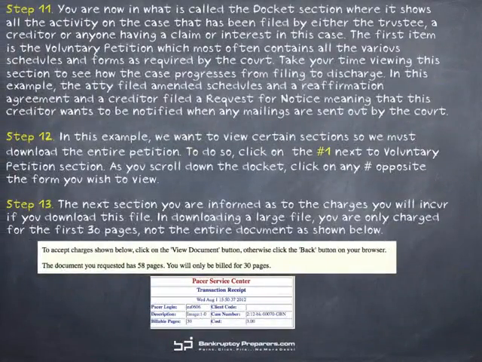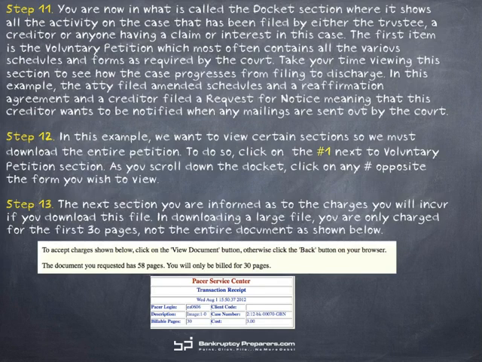Now you're in what's called the docket section, where it shows all the activity on a particular case that's either been filed by the trustee, court orders, anyone having a claim or interest in the case. The first item, 99% of the time, is the voluntary petition, which is what you're getting ready to file, which includes all of your forms, your credit counseling, your schedules, your statement of financial affairs, statement of intent, your mailing matrix. Everything is included in the voluntary petition, and it's generally 45 to 50 some pages.